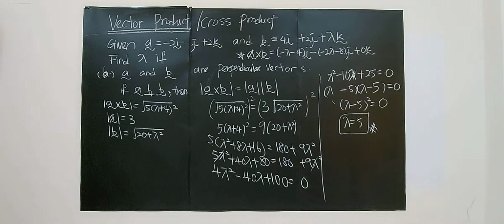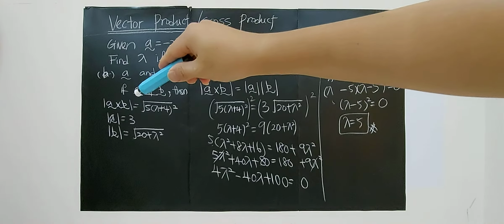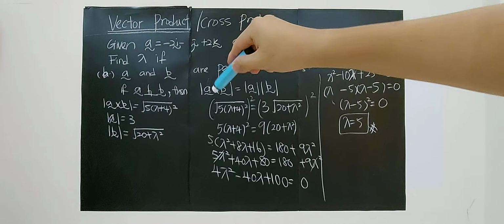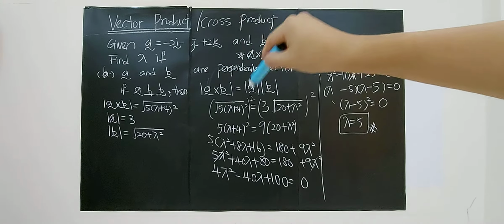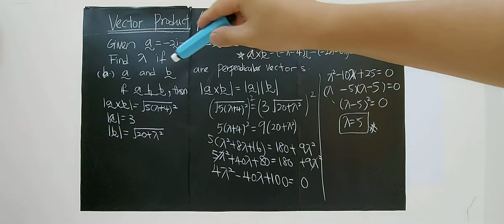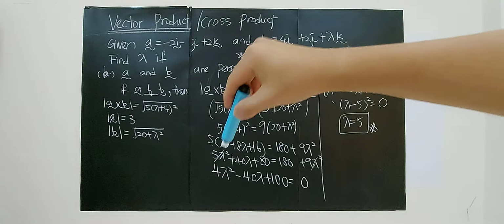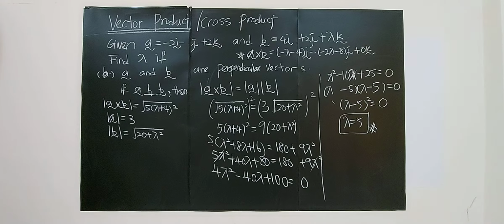So this means that when A is perpendicular to B, the magnitude of A cross B is the same as the magnitude of A multiplied by the magnitude of B. So we're using this definition. We follow all the procedure, we calculate, and we get the value of lambda that we need. But this is a very long way, right?